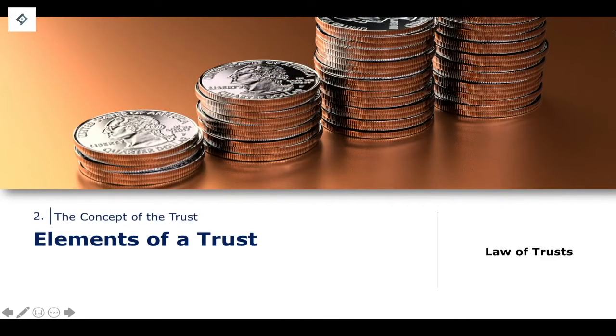So we introduced the next major topic in our series on equity and trusts by asking the question in the previous lesson, what actually is a trust itself? And we looked at the various different elements of a trust. We looked at the various different people who participate in the trust, i.e. the settlor and the testator, and then we have the trustee, and then we have the beneficiaries.